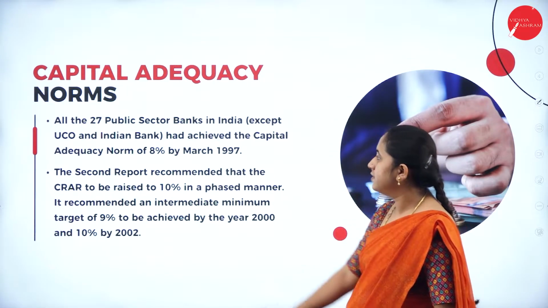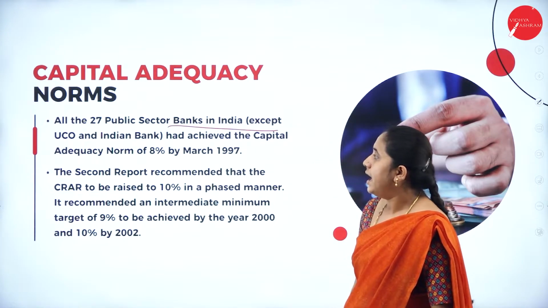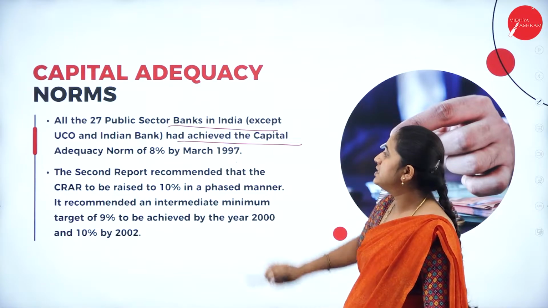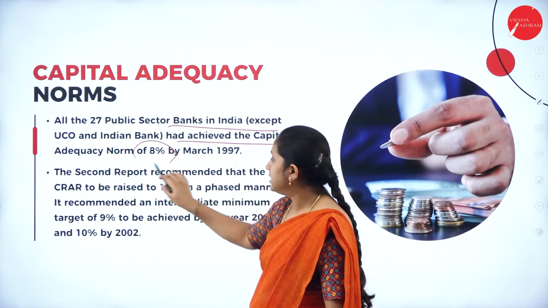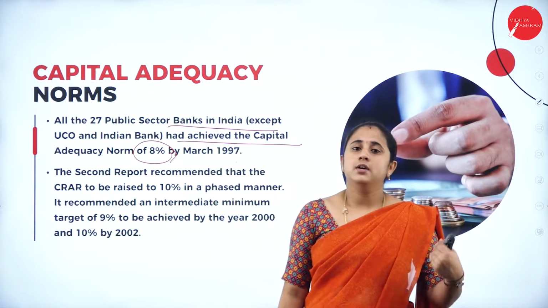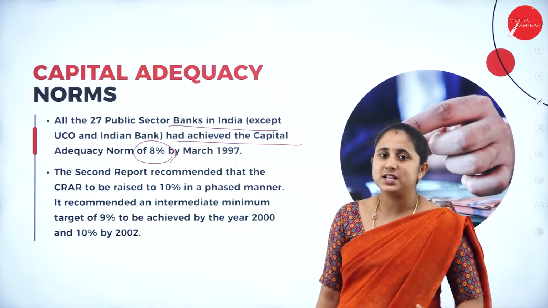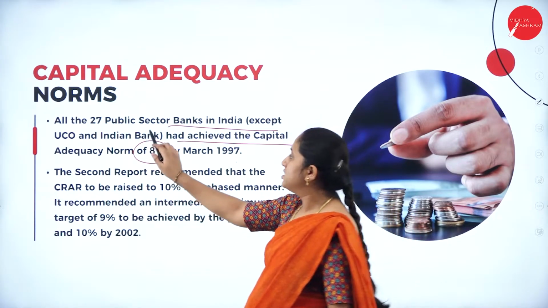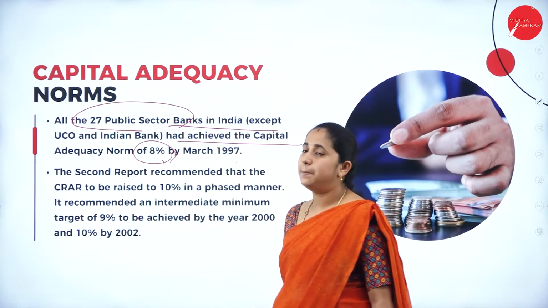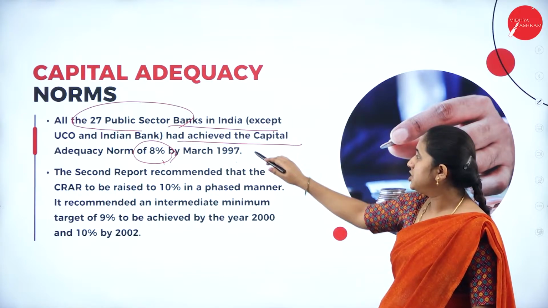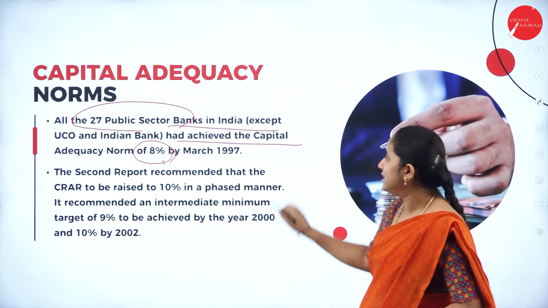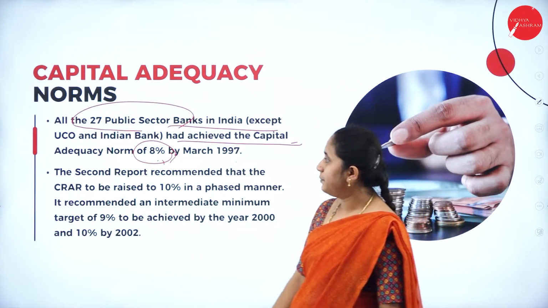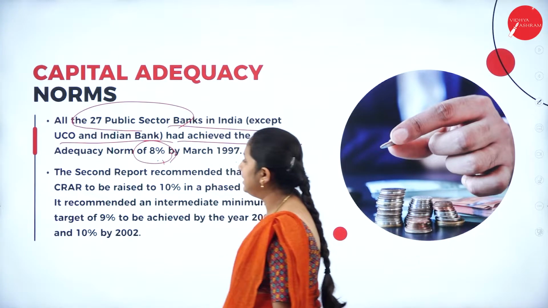Next, all the 27 public sector banks in India, except UCO and Indian Bank, had achieved this capital adequacy norm of 8%. According to the Narasimhan Committee Report 1, the capital adequacy ratio should be 8%, and all the 27 public sector banks achieved this, except UCO and Indian Bank.